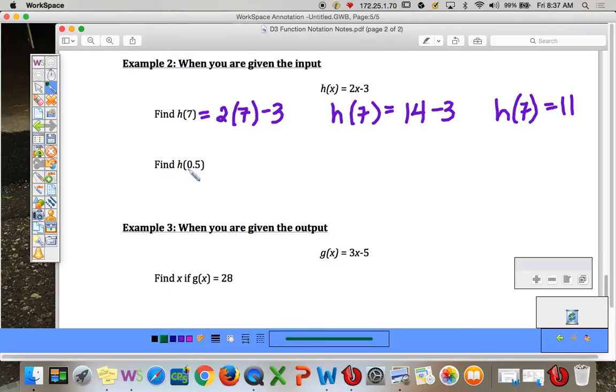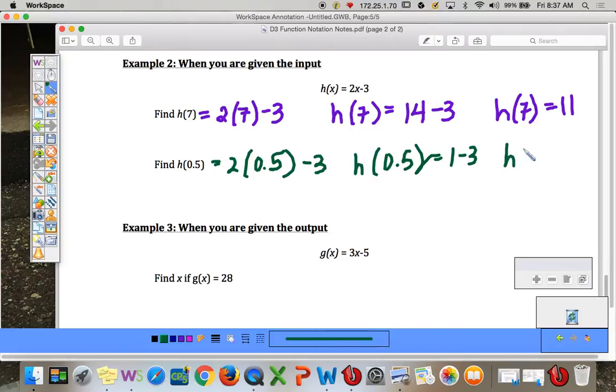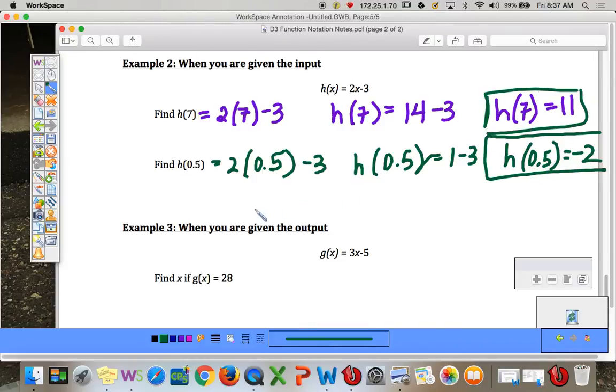Let's try the next one, h of 0.5, not h of 0. h of 0.5 means 2 times 0.5 minus 3. So again, let's write our h of 0.5 equals, 0.5 means half, so half of 2 is 1, so 1 minus 3. So our final answer, h of 0.5 equals -2. When we plugged in a 0.5, we got -2 for an answer. So that's how you use substitution with function notation. It tells you what to plug in. You plug in and solve and write your answer.